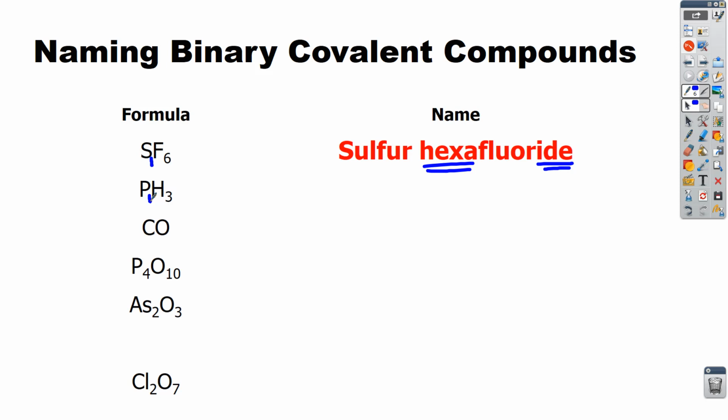PH3. It's safe to assume that there is one phosphorus there, and I'm not going to write monophosphorus because that is the exception. Mono does not go in front of the first name. And I notice that I have 3 hydrogens, but I'm not going to say trihydrogen. I'm going to change that ending to ide to create phosphorus trihydride.